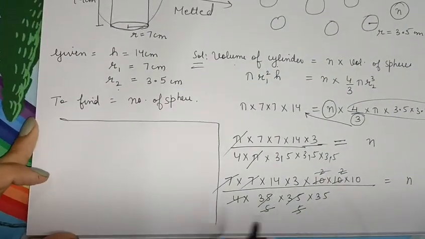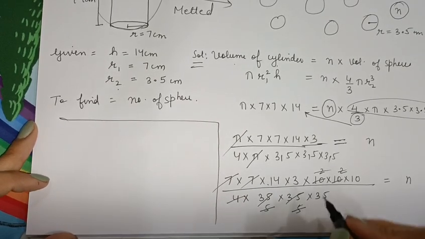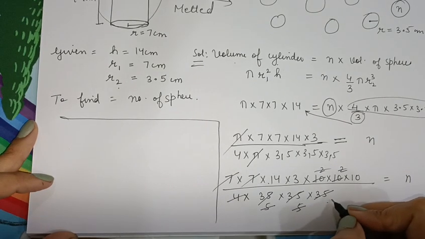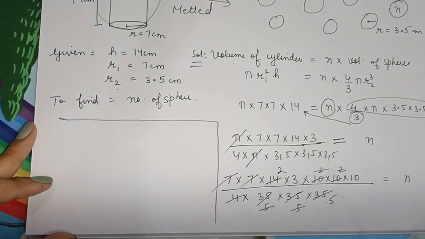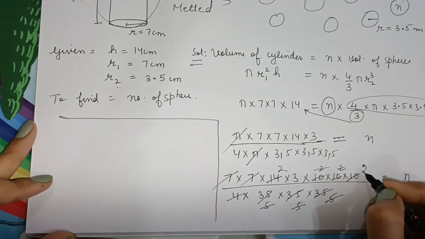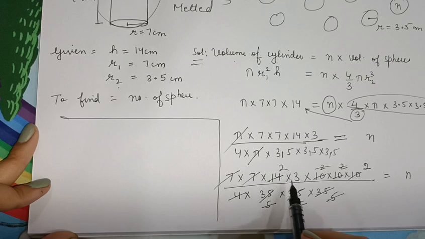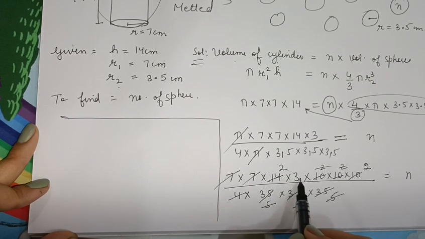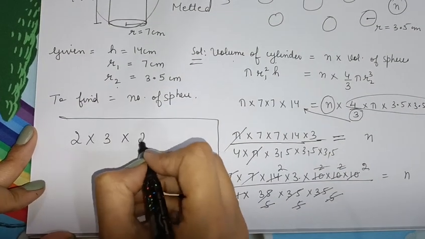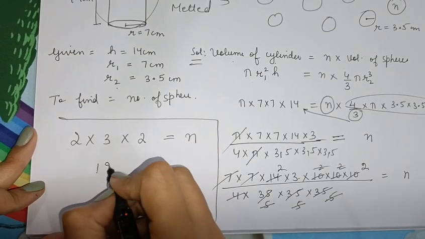Now here we have 14. 14 and 35 again we can cancel using the table of 7. This is 7 into 5 and this is 7 into 2. This 5 into 1, 5 into 2. Okay, so after doing cancellation, what is left behind, we write: 2 into 3 into 2. 2 into 3 into 2 is equal to n. Now we can multiply: 2 into 3 is 6, 6 into 2 is 12.